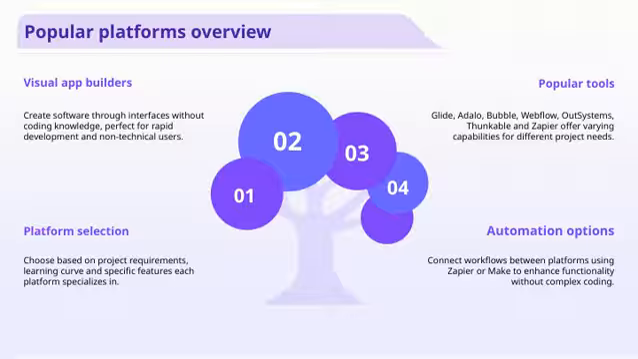Additionally, automation plays a key role in enhancing your app's functionality. You can connect workflows between different platforms using tools like Zapier or Make, which allow you to automate tasks without writing any complex code. This integration helps streamline processes and makes your app more powerful and efficient. Overall, understanding these platforms and how to leverage automation can significantly accelerate your development process and expand what you can achieve, even without traditional coding skills.